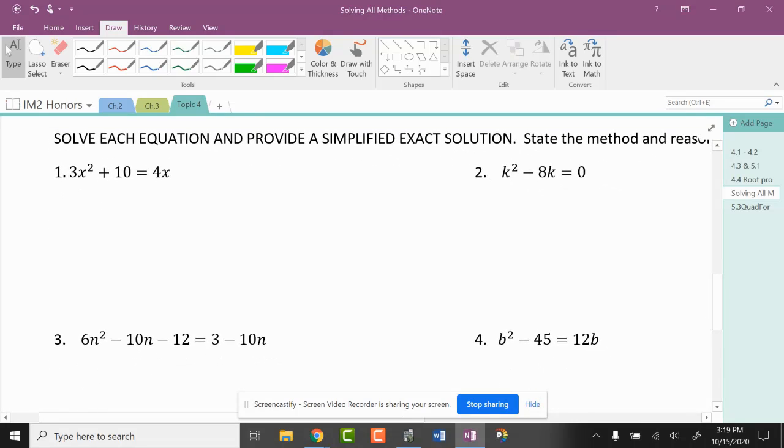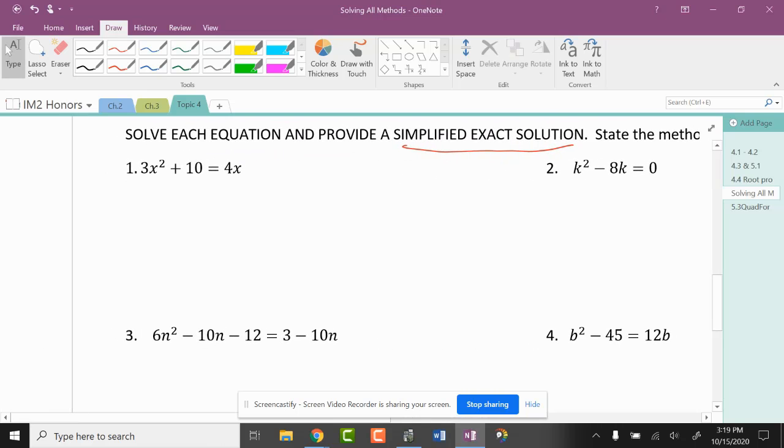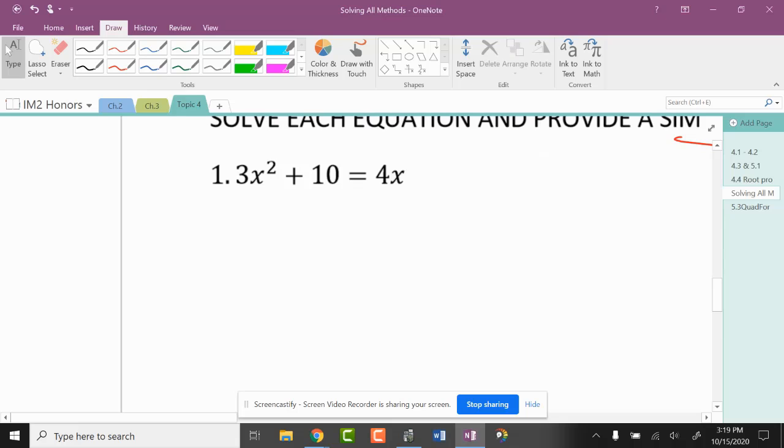Okay, so now solve each equation and provide a simplified exact solution. That just means we're not going to the decimal. State the method used and the reason for using it. All right, so here we go. Zoom in on this first one. In the first one, you should definitely subtract 4x from both sides.